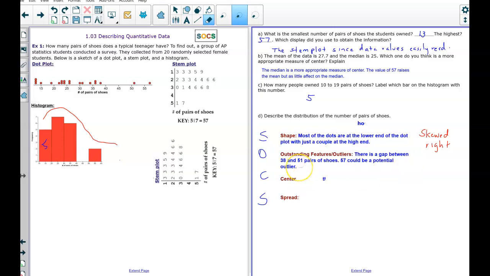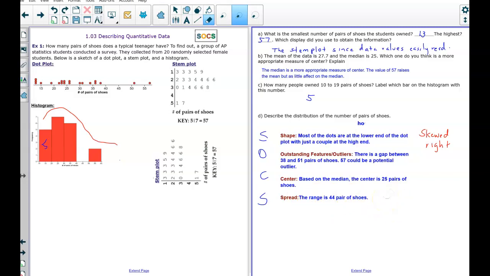Since the distribution is skewed, we actually would use the median and they actually gave you the median in this particular example in Part B. So the median would be 25 pairs of shoes, and the spread is the variation. And you can use the range. We're going to talk about the IQR in a couple of days, as well as the standard deviation tomorrow. So the range is 44 pairs of shoes.